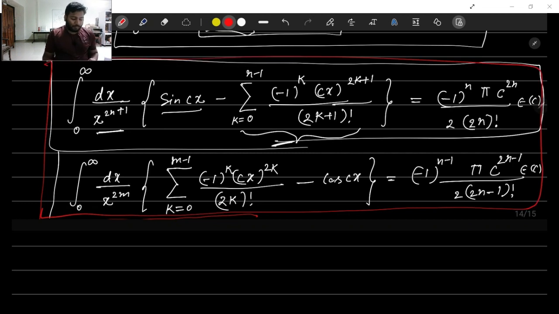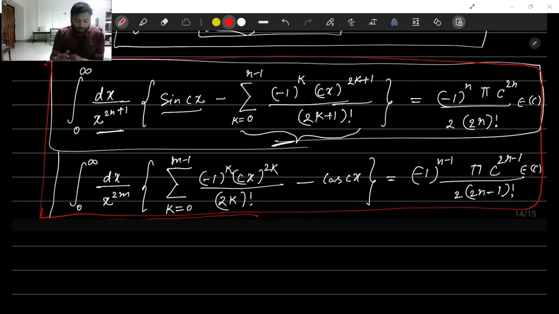So here what is the moral of the story? If you start from the fundamental Dirichlet integral in the form of the sinc function, and you keep on integrating with respect to that constant parameter beta from 0 to some constant, you are going to get different Dirichlet integrals which have the integrand in terms of sine and cosine functions, and those sine and cosine functions are subtracted by some few starting terms of the sine and cosine series respectively, correct?